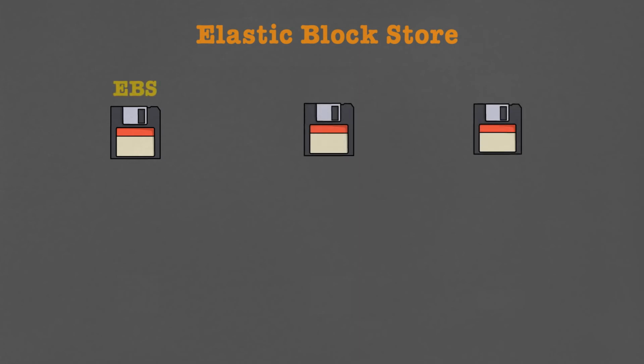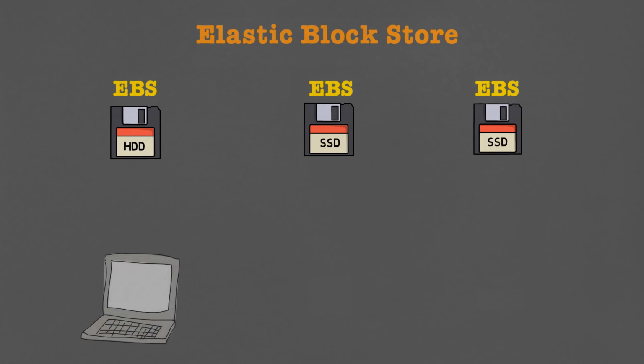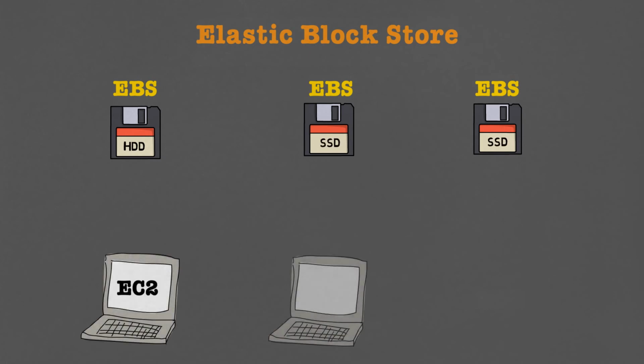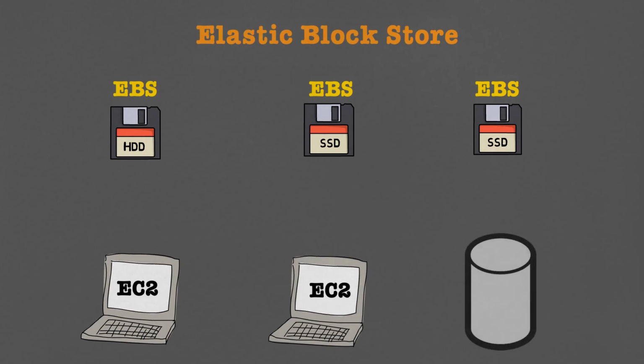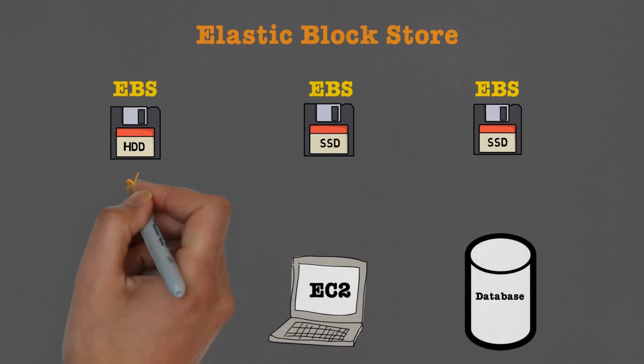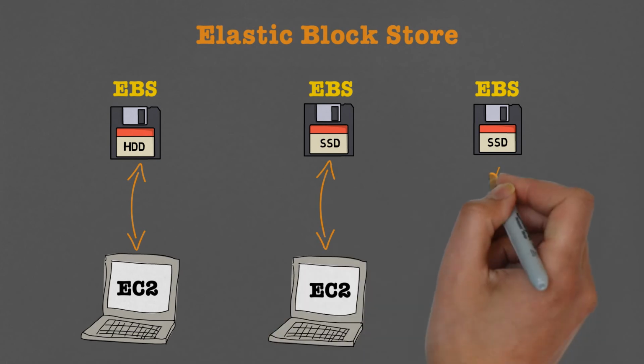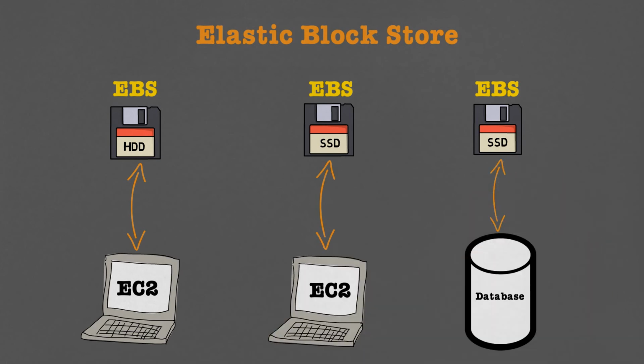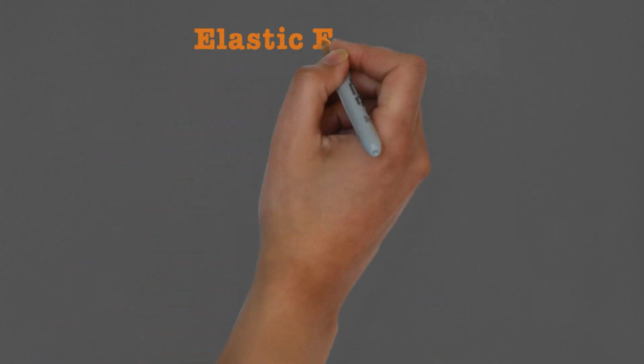Next, we discuss Amazon Elastic Block Store, EBS. EBS is simply a disk storage service. You cannot run a virtual machine without a disk. Same thing for a database. With EBS, you have an option to choose between hard disk drive, HDD, and solid state drive, SSD. Of course, solid state drive is much faster. However, it's also more expensive.